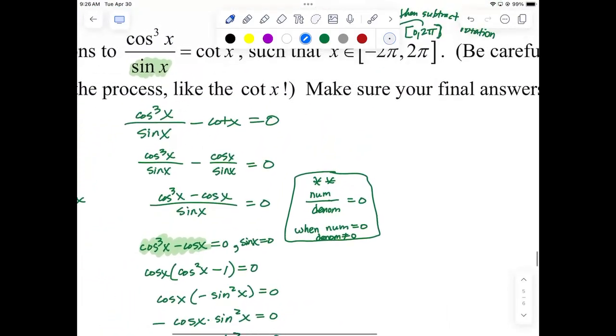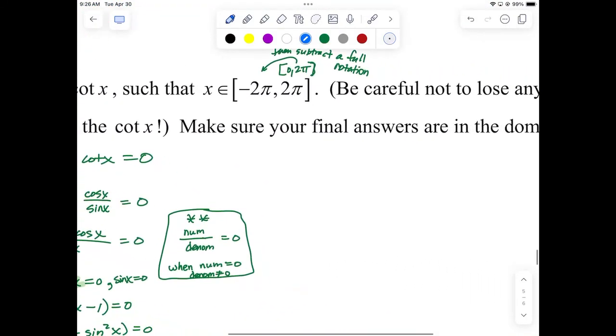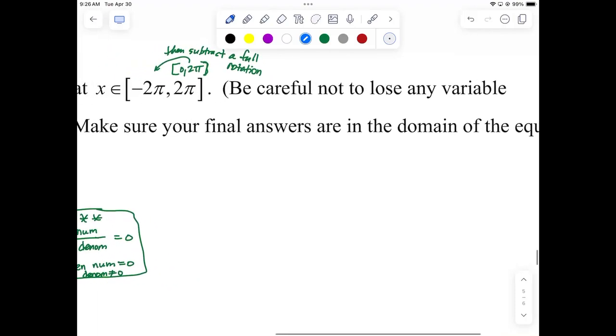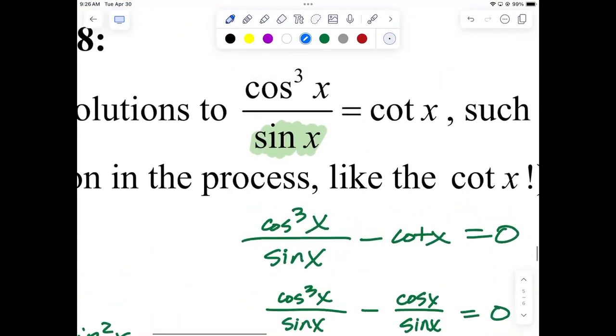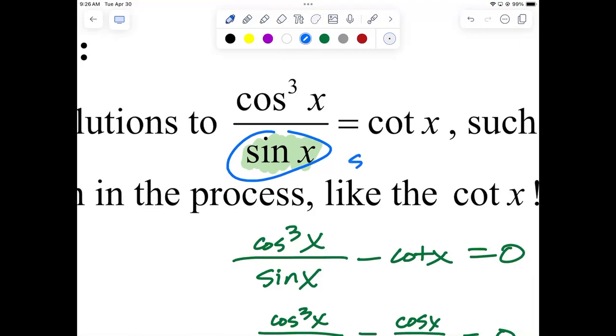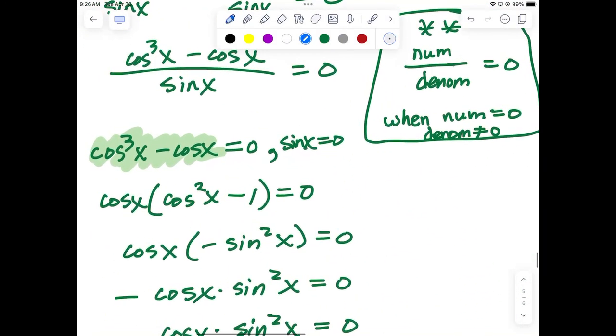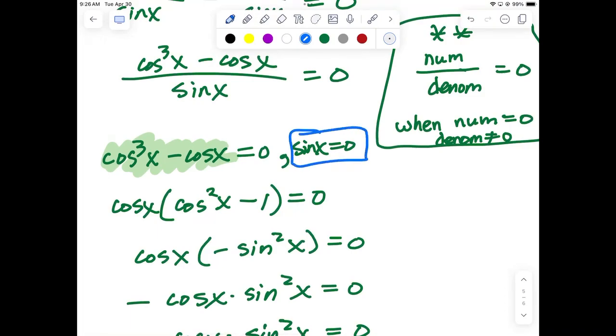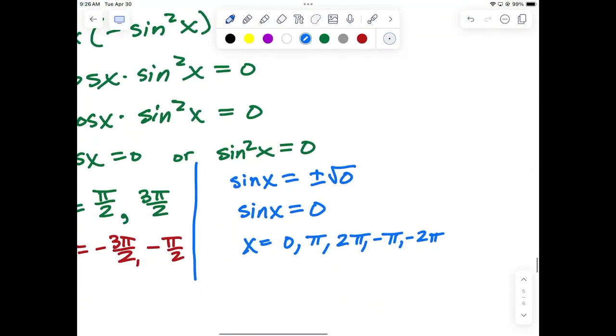Okay, you might think so, but remember, it says make sure your final answers are in the domain of the equation. What did we say in the very beginning? Sine of x can't equal 0. I said that there. I reminded myself right here. So is it even worth solving this equation? When I have sine of x equals 0, is it even worth solving it? No. None of those guys are in the domain of the function.